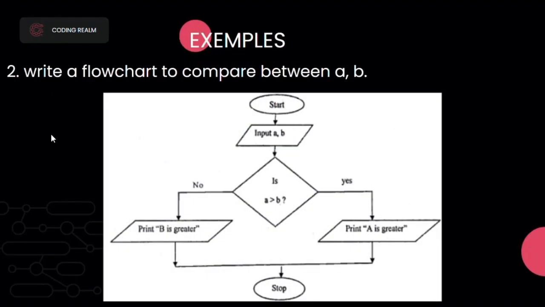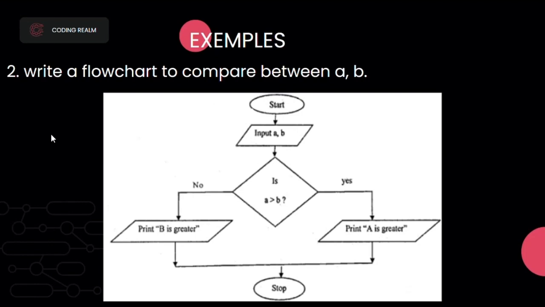Now the second example, write a flowchart to compare two numbers, a and b. What does it mean to compare two numbers? We need to show which is the bigger and which is the smaller between a and b. First, I need to start with the terminals, start and end. I need to use the parallelogram because here I have to input the two numbers, and I need to display a message on the screen. This message is, for example, a greater than b or b greater than a, and I need to use the lozenge.